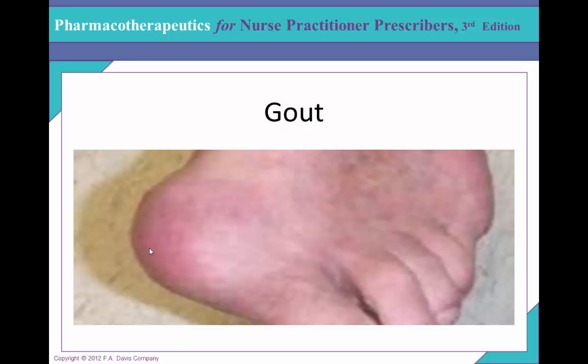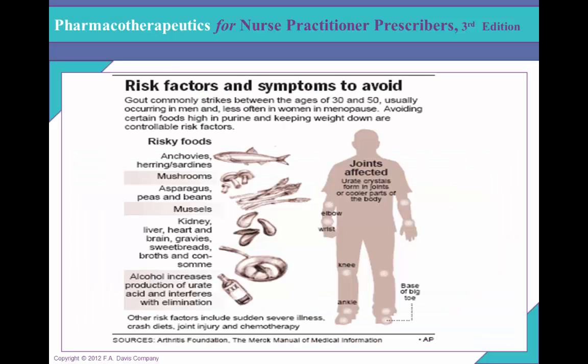This is a patient with the podagra. You see the redness and the warmth, of course, by touch of the joint. Now, foods that contain high levels of purine are anchovies, mushrooms, asparagus, organs, alcohol, as we already explained.